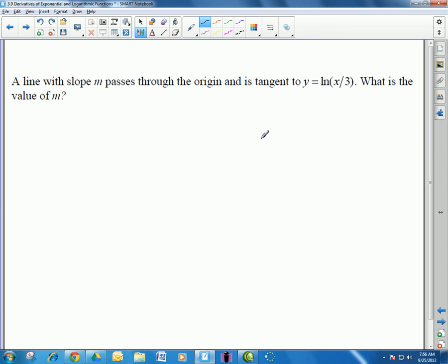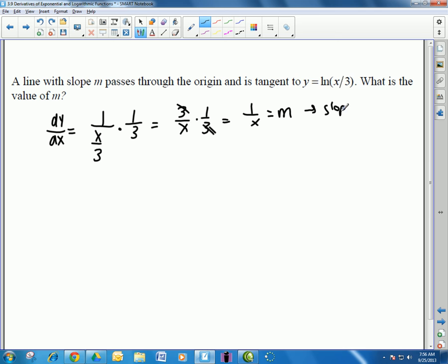Okay, so the first thing, let's go ahead and find the derivative of this function. So that'd be dy over dx is equal to, you do 1 over u, so that's 1 over x over 3 times the derivative of x over 3, which is 1/3. And so reciprocate the x over 3, that becomes 3 over x times 1 over 3. And then simplify, and you would get 1 over x. So this gives you the slope at any point on your function.